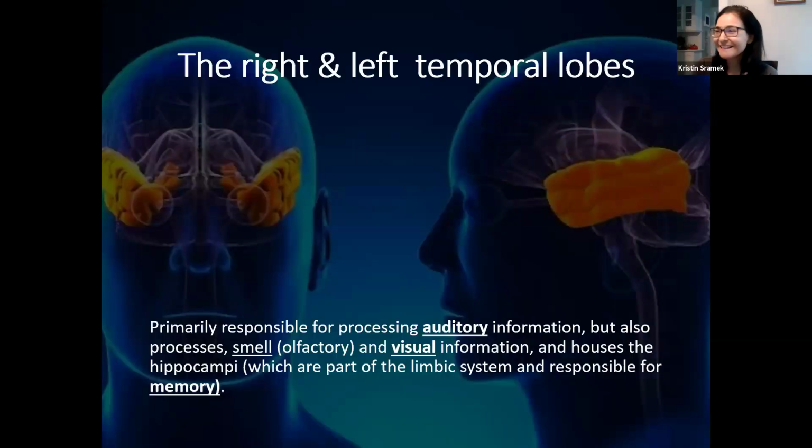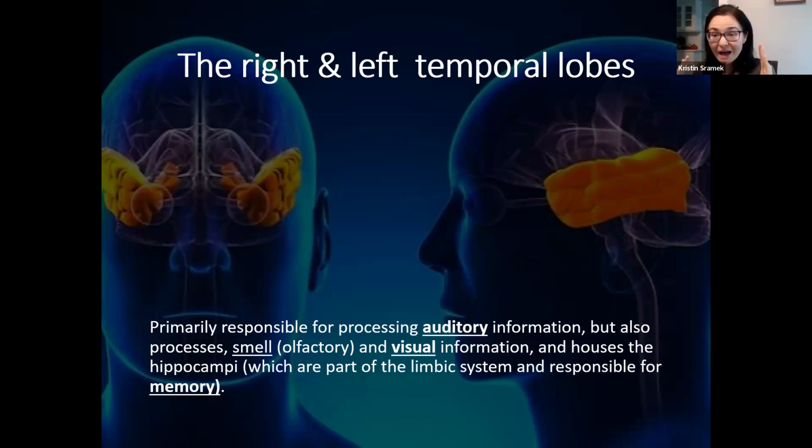Okay, here's last but not least in terms of the major regions or the major lobes of the cortex. So we have the right and left temporal lobes. These are on either side of the head, and they're responsible for the processing of auditory information. Kind of makes sense because they're right next door to the ears. But fun fact, your right ear doesn't actually send its signals for processing to your right temporal lobe.